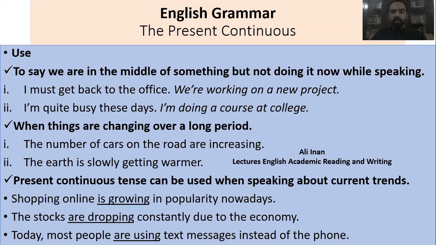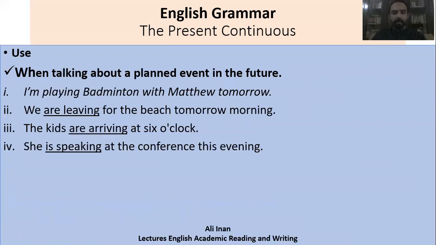Today, most people are using text messages instead of the phone. This is another trend that people are preferring text messages. So present continuous can also refer to current trends. And another usage of the present continuous tense, and a quite interesting one, is when we talk about a planned event in the future. I'm playing badminton with Matthew tomorrow.